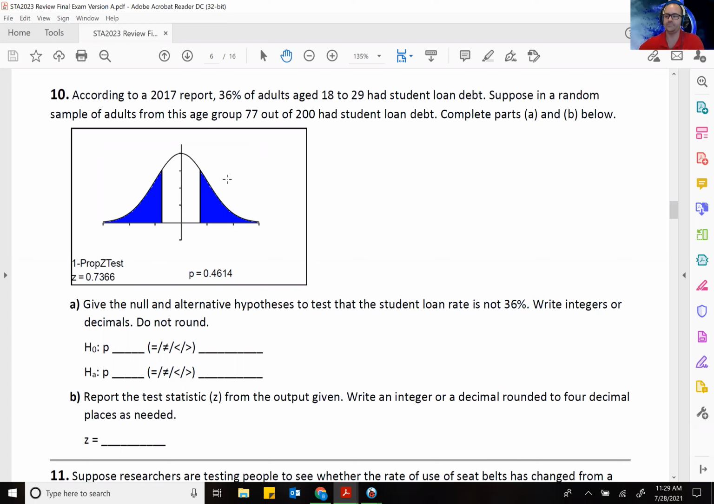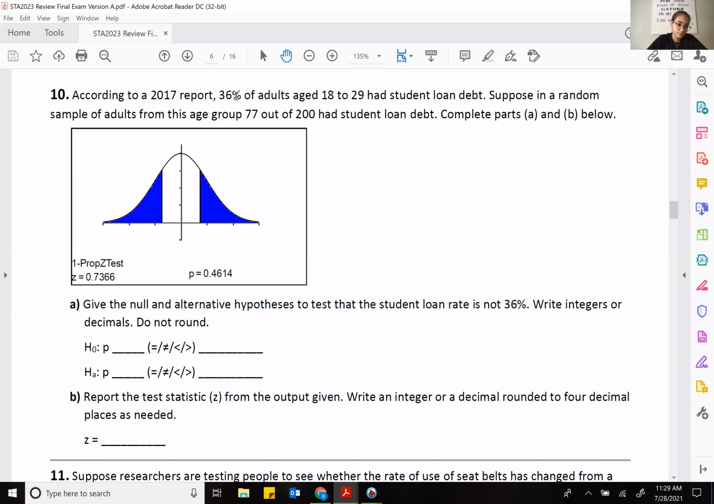So part A, what is the null? P equals, I don't know if this is right, but 0.36. Good. P equals 0.36 because that's what was reported about the population in 2017. What is the HA then? P not equal to 0.36. How did you know it was not equal to? Because it doesn't say anything in the sentence, and then the graph shows us that it's two-tailed.